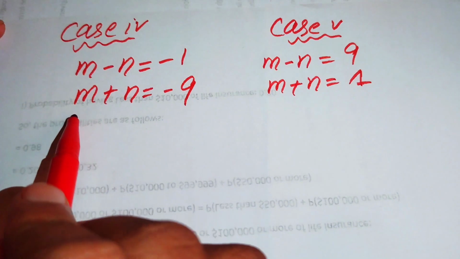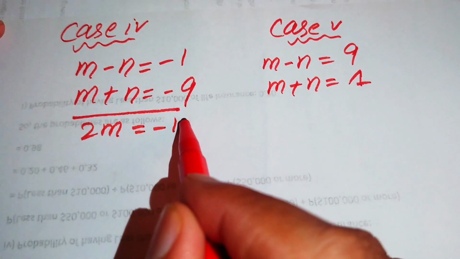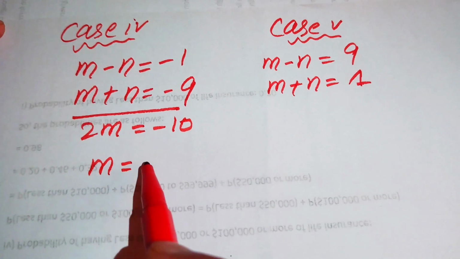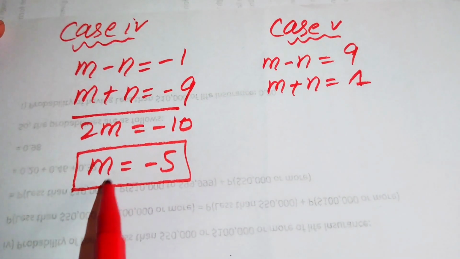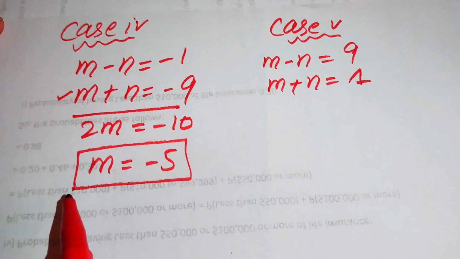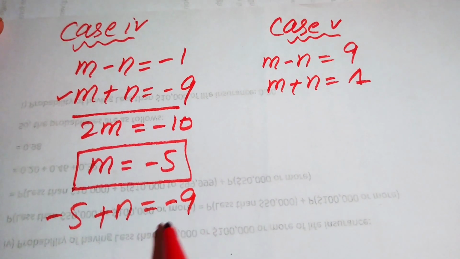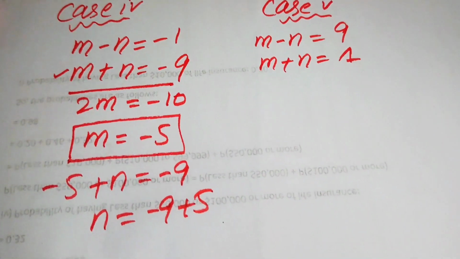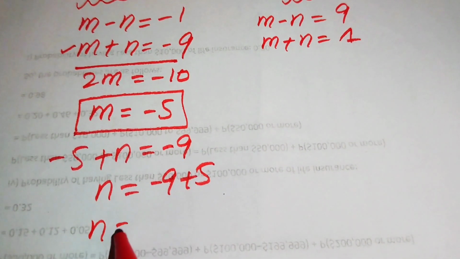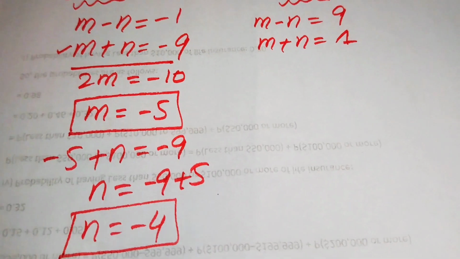So here when you add these two equations, you get 2m is equal to minus 10 and we get the value of m is equal to minus 5. Similarly you substitute this value of m here and you get minus 5 plus n is equal to minus 9, and we get n is equal to minus 9 plus 5, and you know that minus 9 plus 5 is equal to minus 4. So this is the value of n in this case.